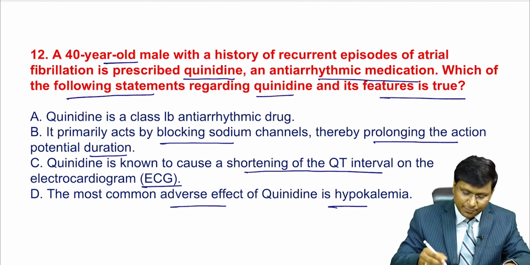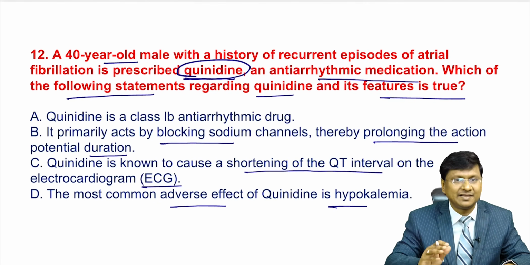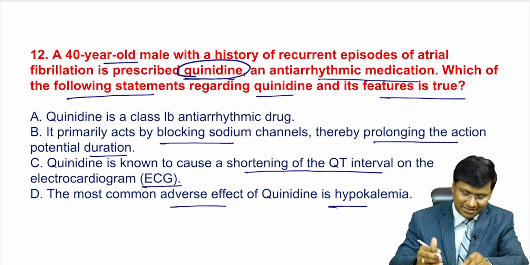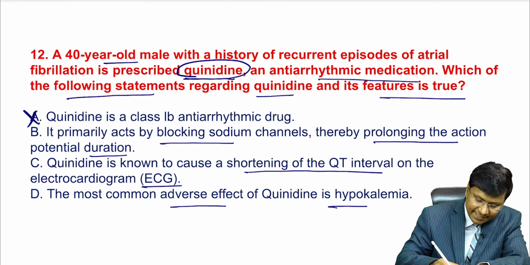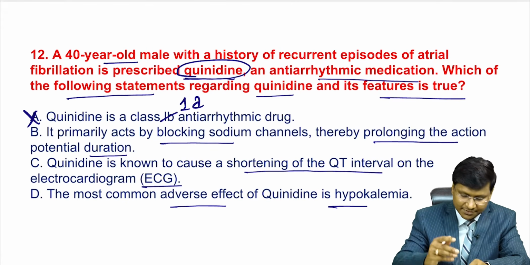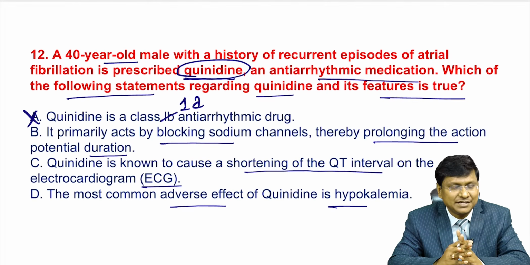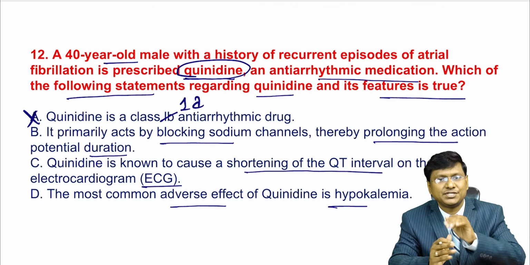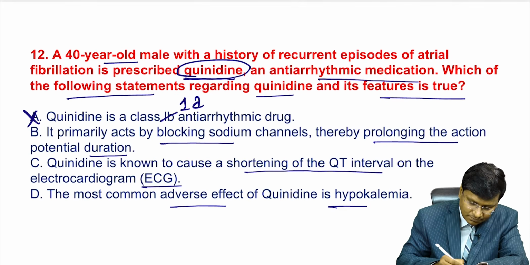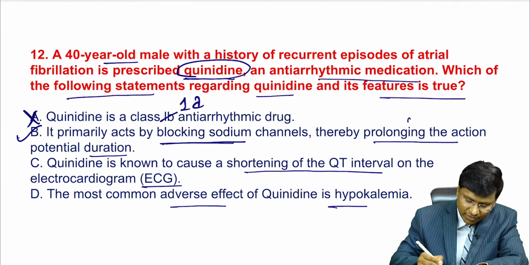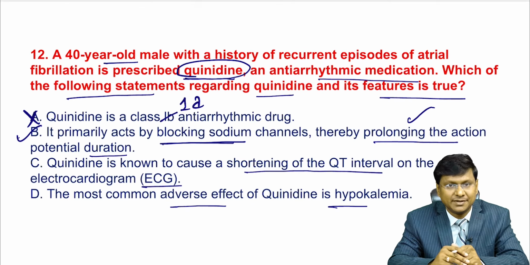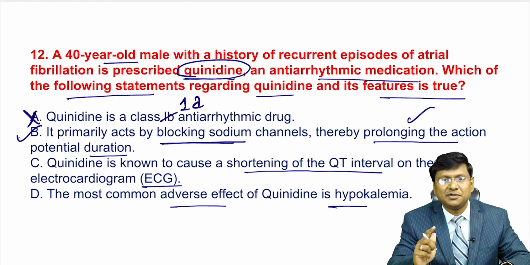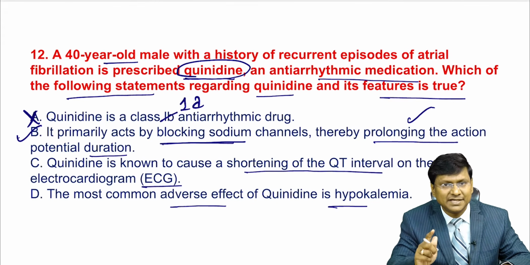Right. Now, first point, yes, Quinidine is definitely an anti-arrhythmic drug, and it blocks the sodium channel. It's a class 1 anti-arrhythmic drug, but it is not class 1B, it is class 1A, right? And what is the mechanism of action? Quinidine blocks the sodium channels, thereby it slows down the rate of depolarization during the action potential. So it primarily blocks the sodium channels, thereby prolonging the action potential duration. Why? Because it is blocking the entry of sodium, and it is very much required in the treatment and management of arrhythmias.